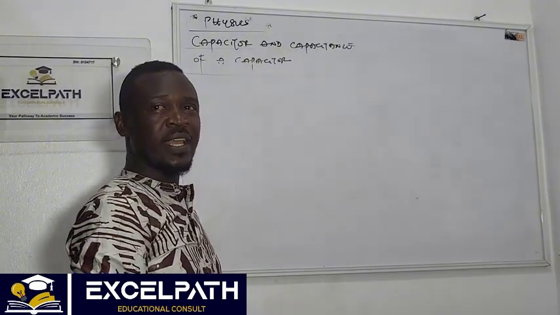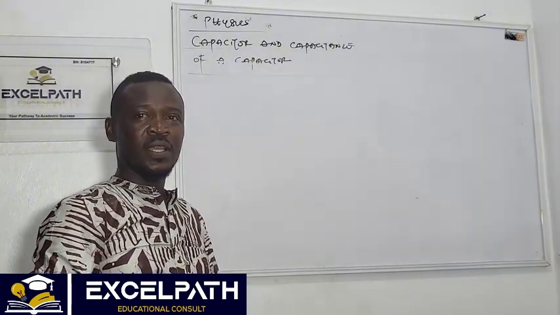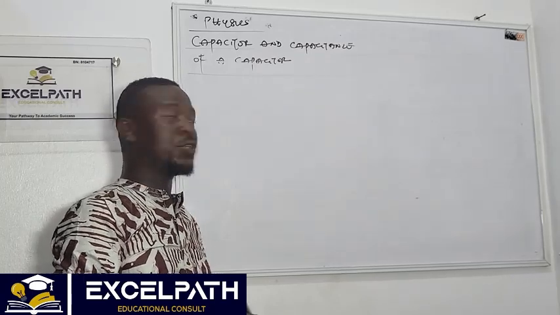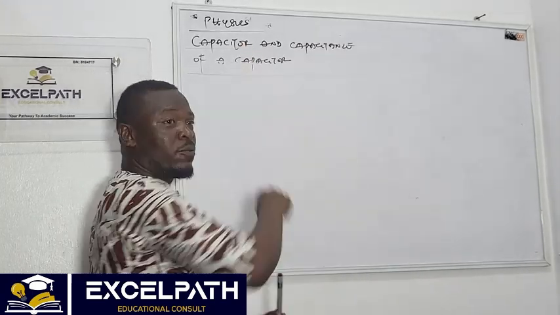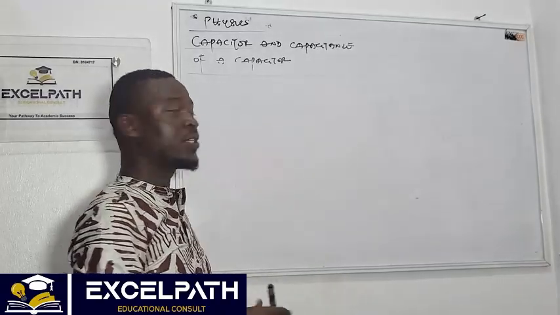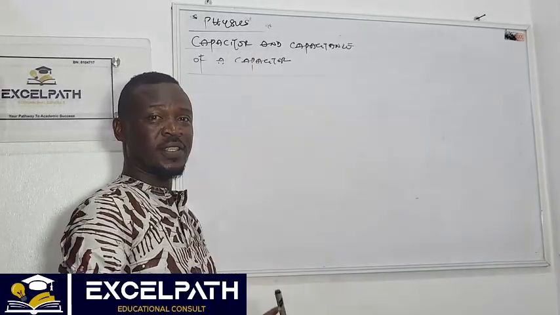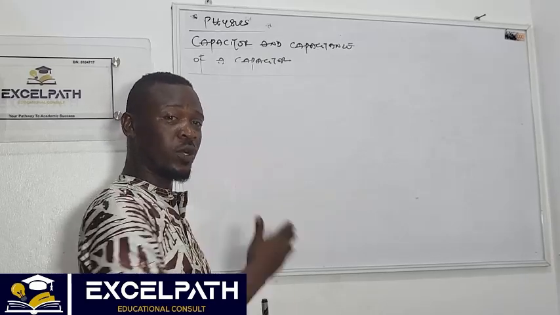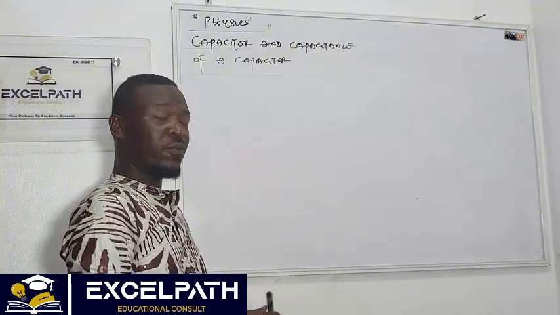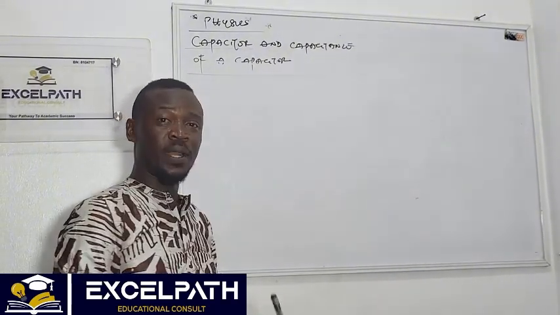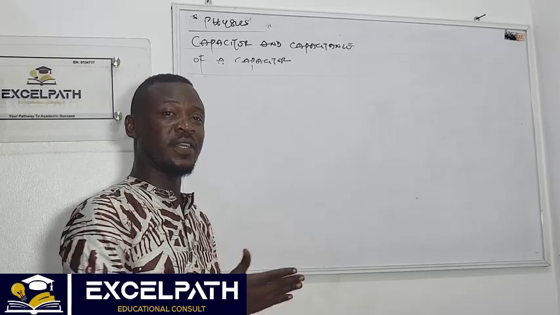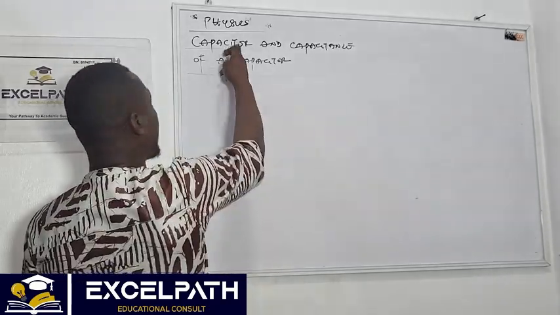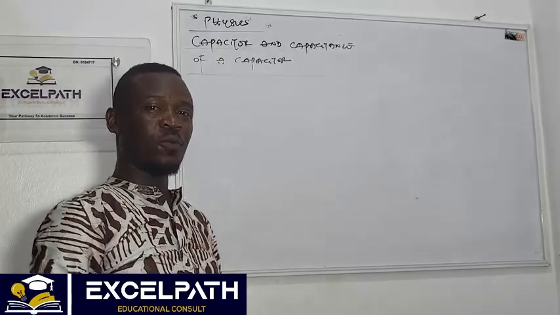What is a capacitor? A capacitor is a device used for storing electric charge. To move further, it consists of two plates, which are the positive and the negative plate.